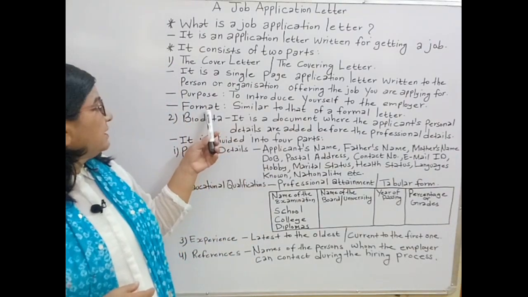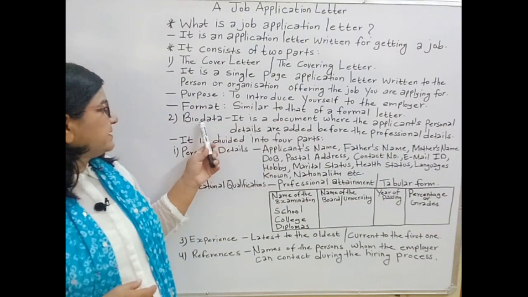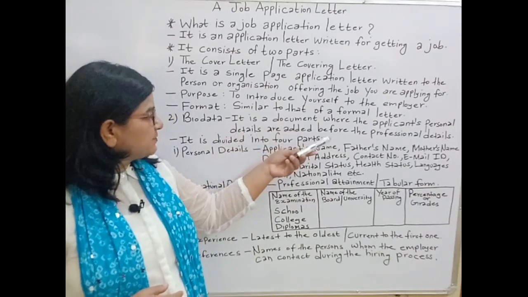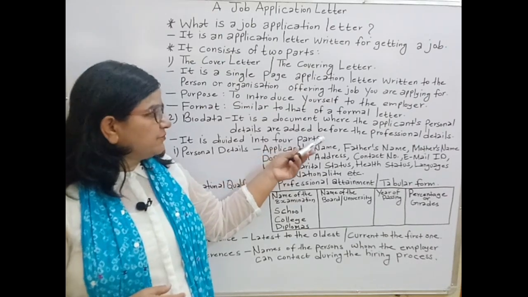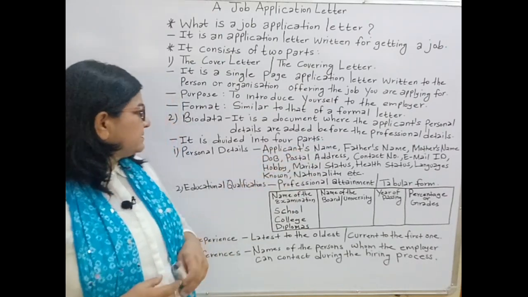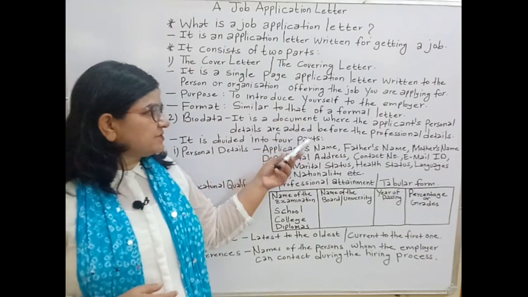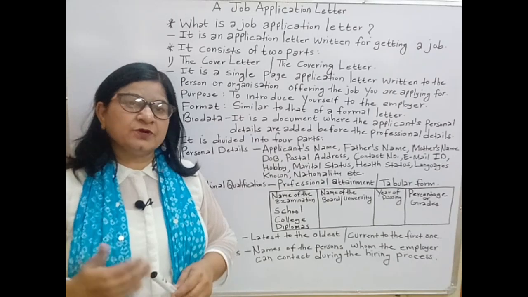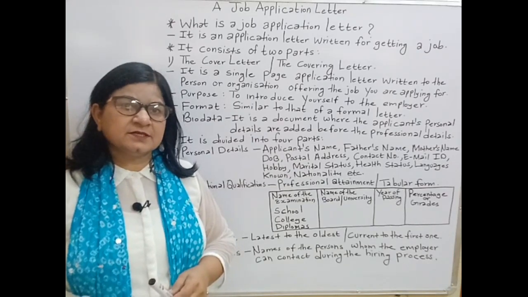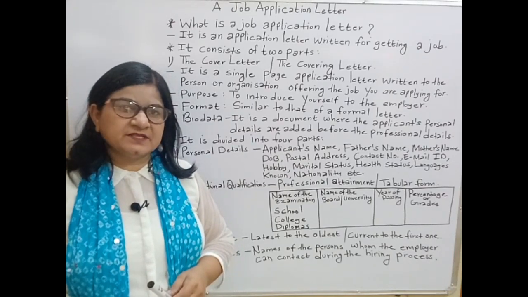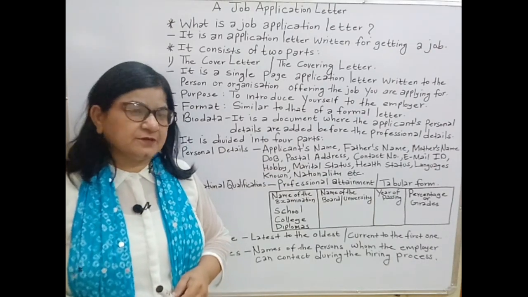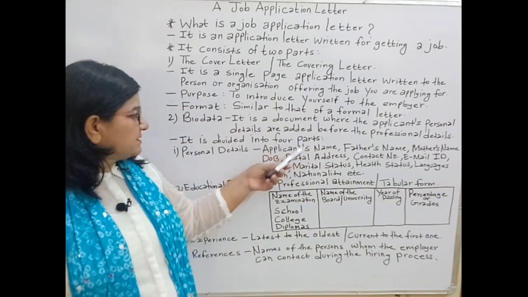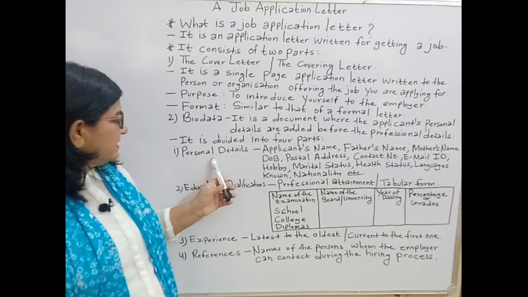And now we will discuss the second part, that is bio data. It is a document where the applicant's personal details are added before the professional details. You have to emphasize the personal details also before you give the educational qualifications, experience or references or any other information. It is divided into 4 parts. Number 1 is personal details.